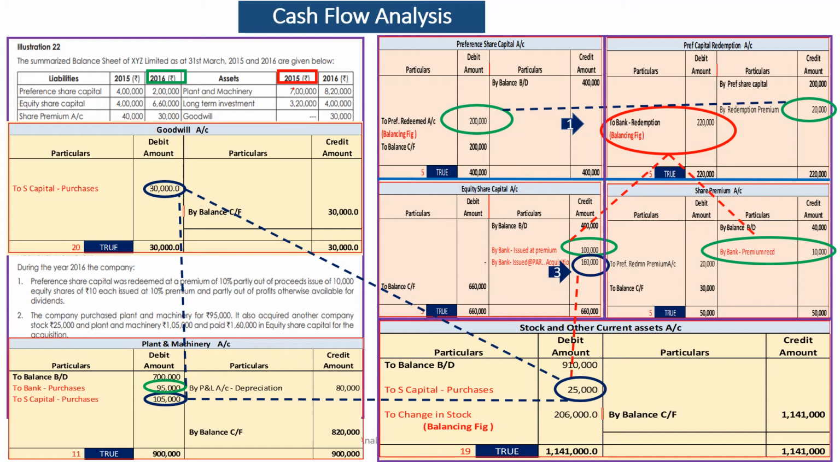There is no gap. Now we have seen all these accounts. We don't find any gaps as such which are arising or which are coming to light after we prepare the account. But come to the plant and machinery account. 7 lakhs opening balance, 95,000 plant and machinery purchased by bank payment, 1,05,000 plant and machinery by issue of shares, 1,60,000. Total is 9 lakhs. We have a gap of 80,000.